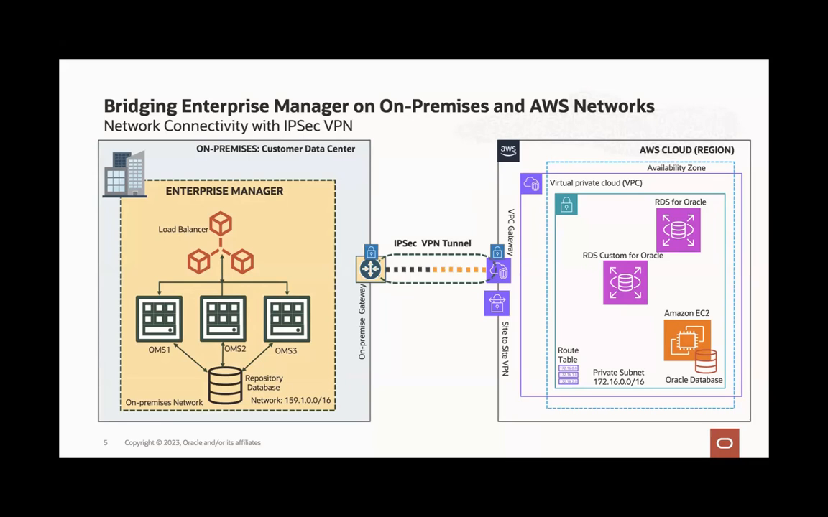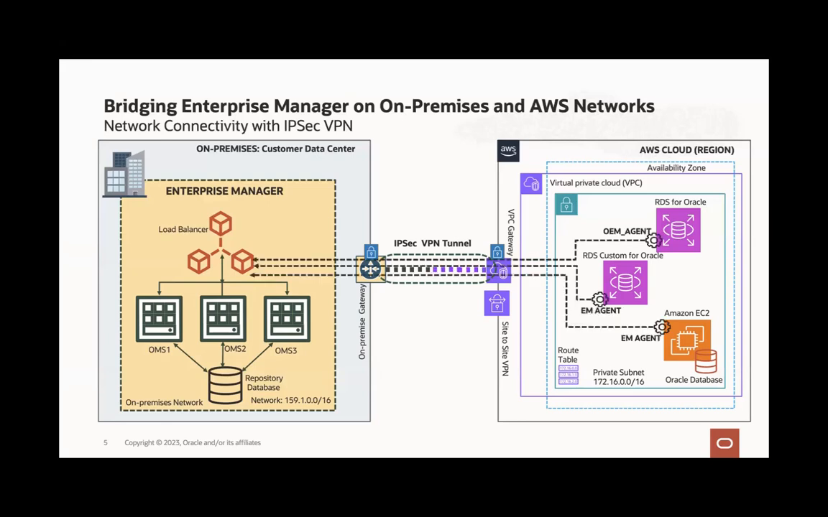And with on-premise gateway and virtual private gateway connected via the IPsec VPN tunnel, Enterprise Manager deployed on the on-premise network can efficiently monitor the health, performance, and availability of databases running in AWS Cloud. And this means you can centrally monitor and manage your databases, which is deployed across your on-premise and AWS, allowing for a seamless integration and unified management experience.